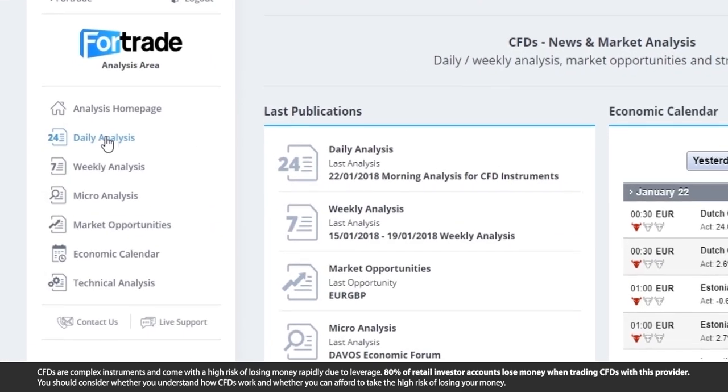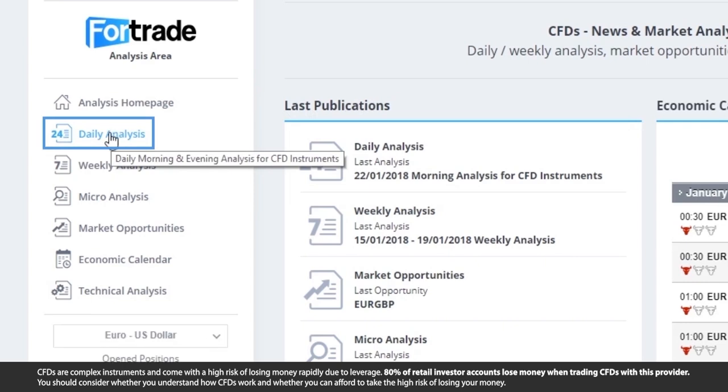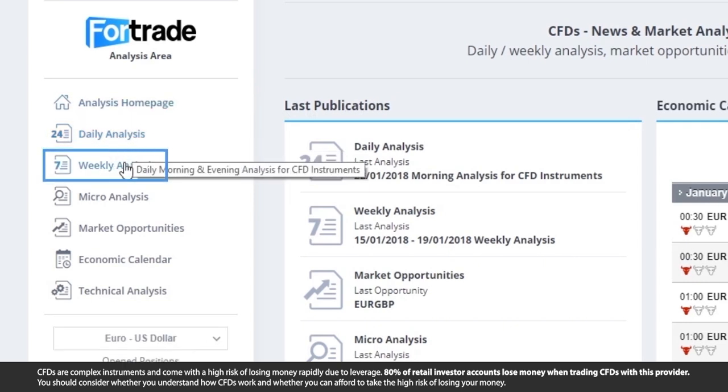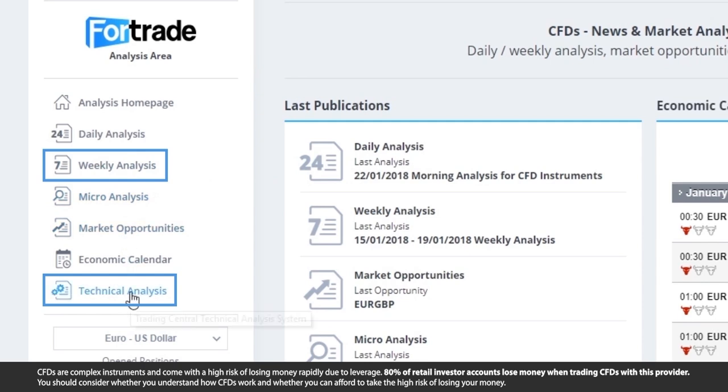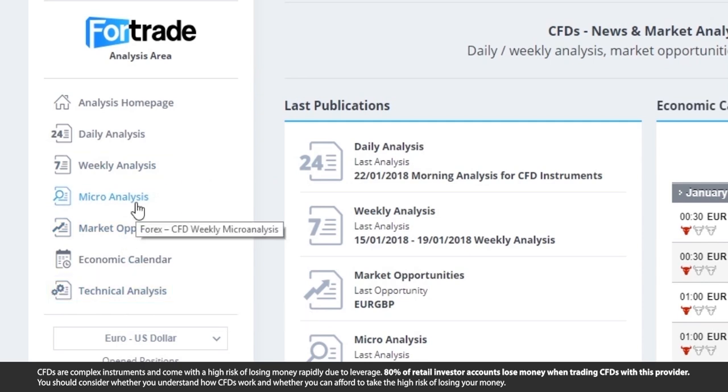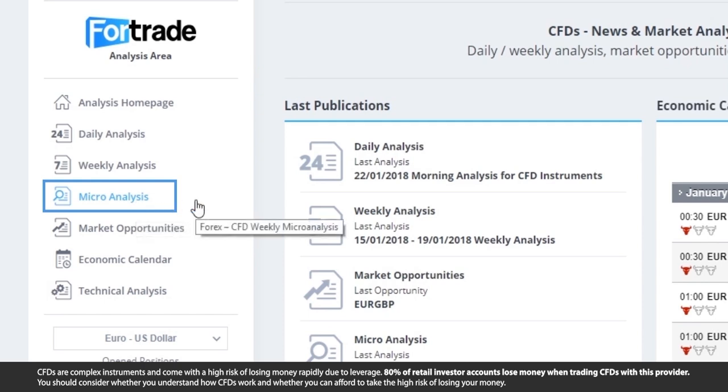You can find the news, morning and evening analysis. Weekly analysis and technical analysis are here too. You can also find micro-analysis that examines fundamental events and their effect on the movement of financial instruments.